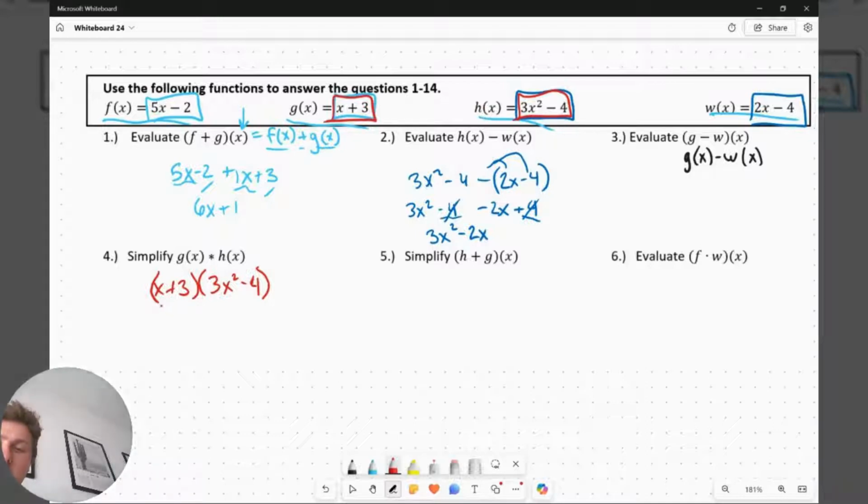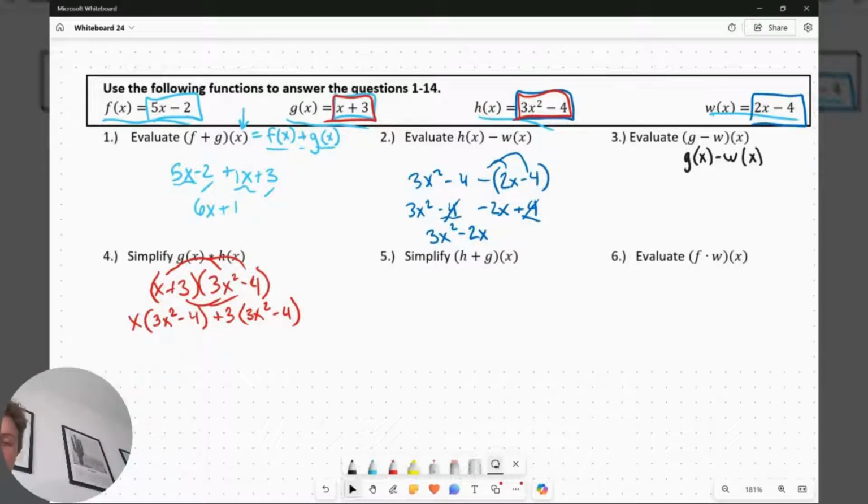From there, we could go through our multiplication process. In order to do that, you need to separate it. We need to show x multiplying with the 3x squared minus 4. We need to show the 3 multiplying with that same set of parentheses. The first value gets distributed to multiply with both. Same idea with the 3. We're going to show it multiplying with both.